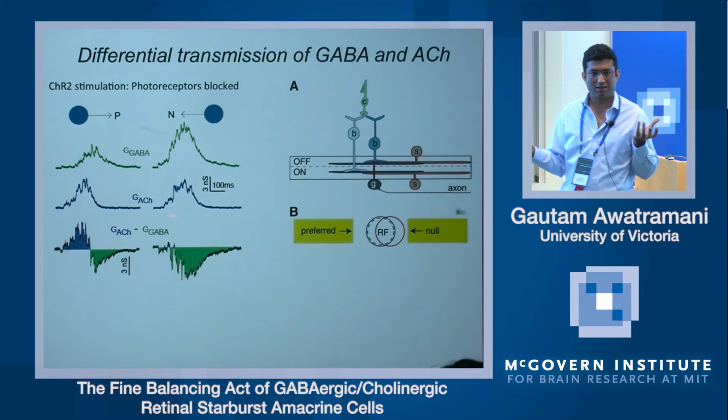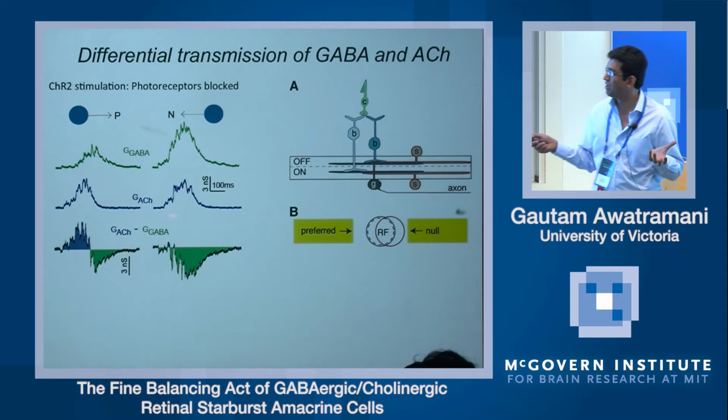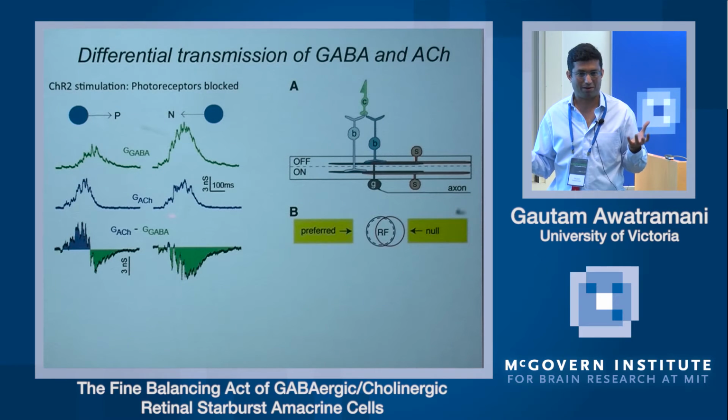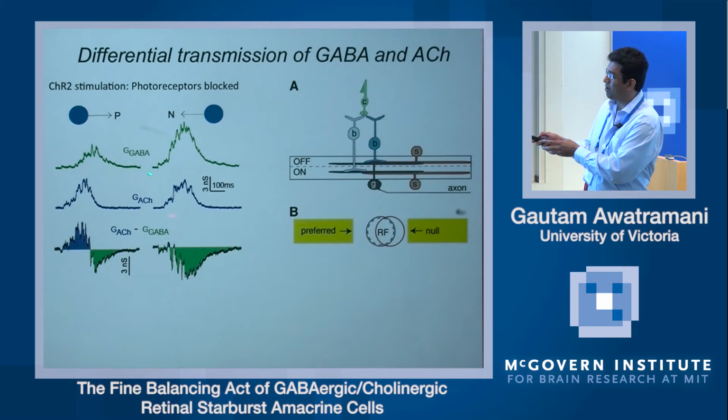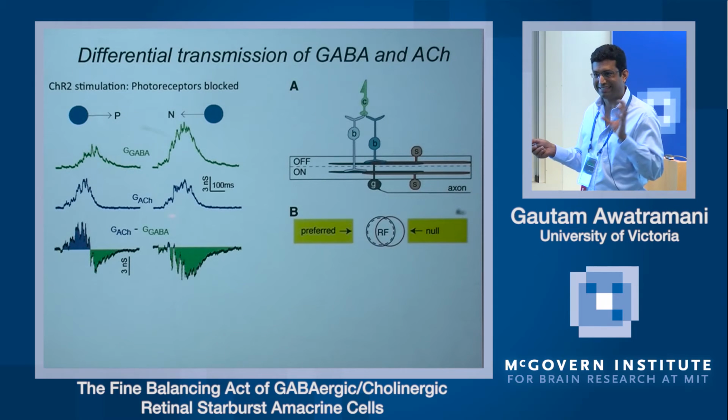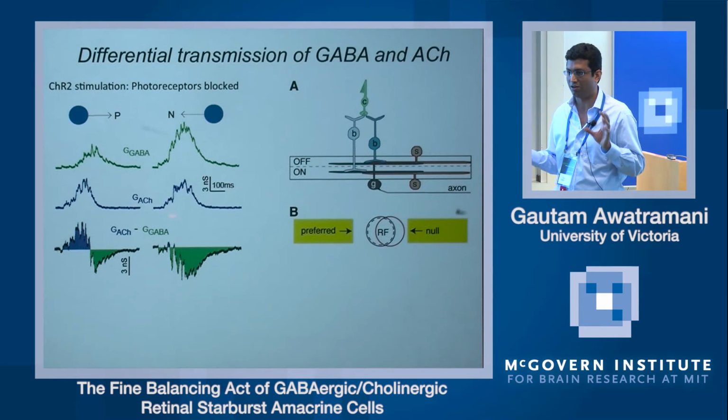So this is quite a neat system, right? Because you've got the same neurons that are releasing acetylcholine and GABA, but somehow the E/I ratio is different in two different directions. Now, exactly how that happens is not 100% clear.